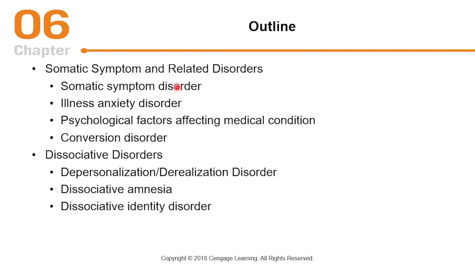Alright, with somatic symptom and related disorders, we are going to be talking about four of these disorders: the somatic symptom disorder, the illness anxiety disorder, the psychological factors affecting medical condition, and then of course the conversion disorder. After this, we also have the dissociative disorders, which start with depersonalization, derealization disorder, dissociative amnesia, and dissociative identity disorder.